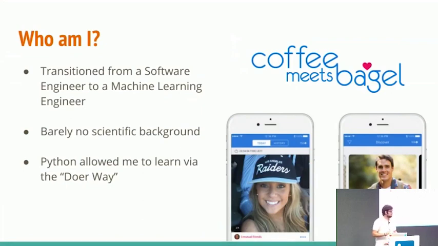I recently moved from a traditional software engineering role in infrastructure to more of the algorithm component. Most importantly, I actually have barely any scientific background. And I know what you guys are thinking now, that's a terrible idea. But it turns out that Python has this wonderful property of being really, really simple that allowed me to learn some of the concepts behind recommendation engines in a simple way. And hopefully, today, this is what I'm trying to transmit to you.